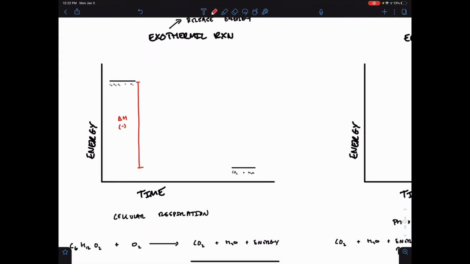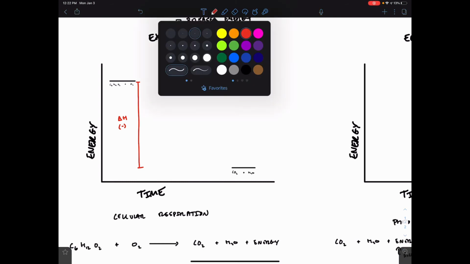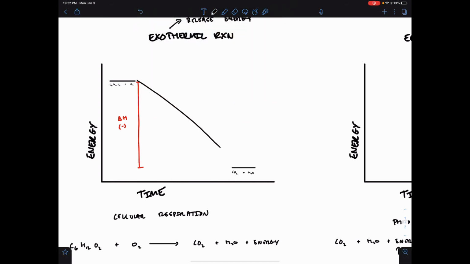But the way that this reaction progresses forward through time, it's not just a linear straight line like this. In order to harvest the energy from glucose and lead to our products, we actually have to put in a little bit of energy to get the system going. Imagine this glucose here is wrapped up in a log. A log is just a bunch of glucose monomers all strung together to form this polymer called cellulose.